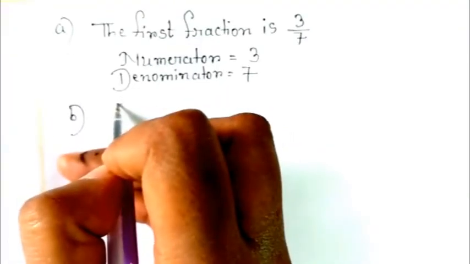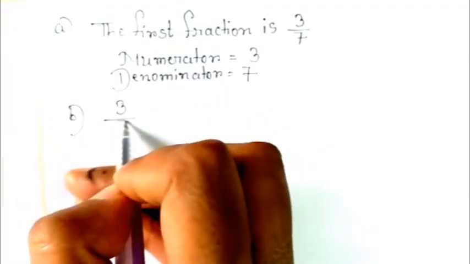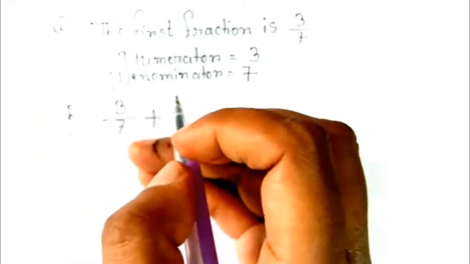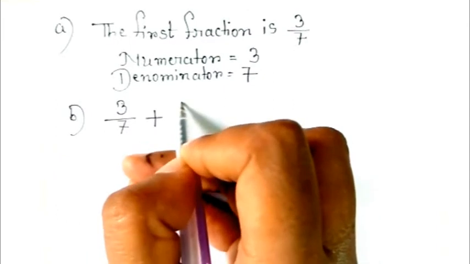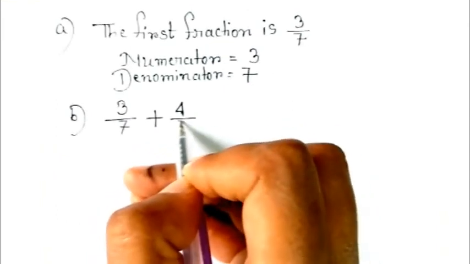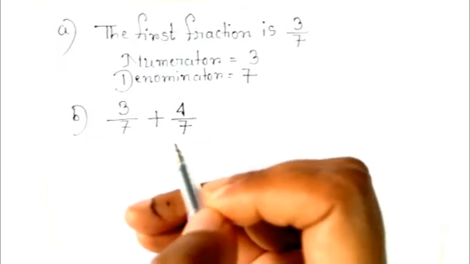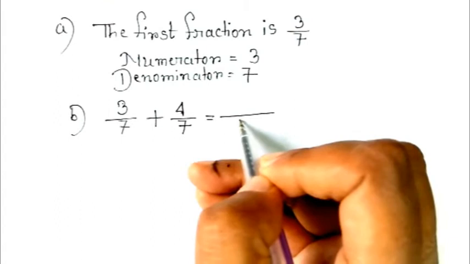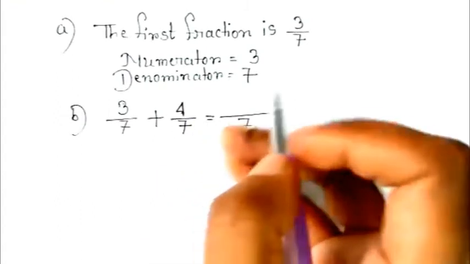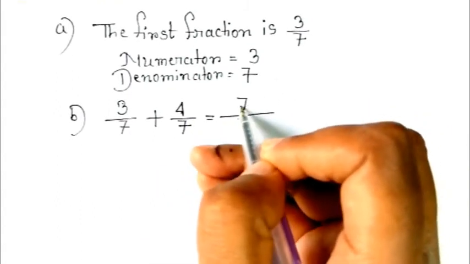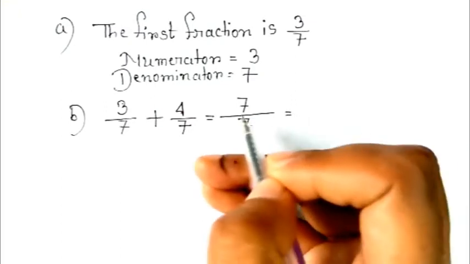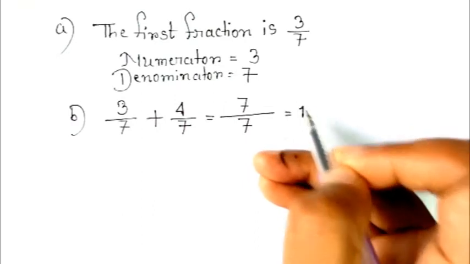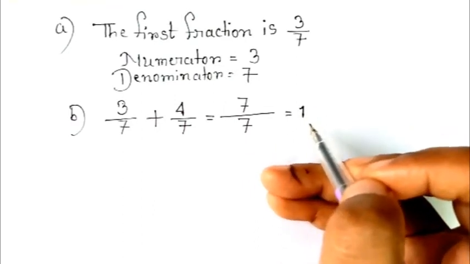The first fraction is 3/7 plus the second fraction 4/7. 4 plus 3 is 7. If you divide 7 by 7, you will get 1. So the answer is 1.